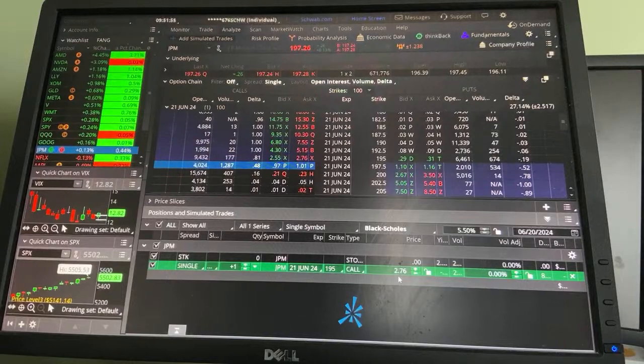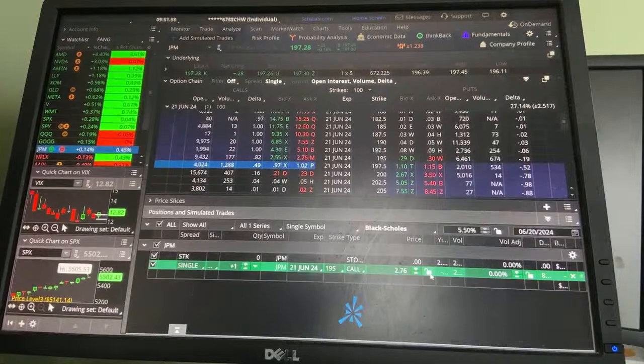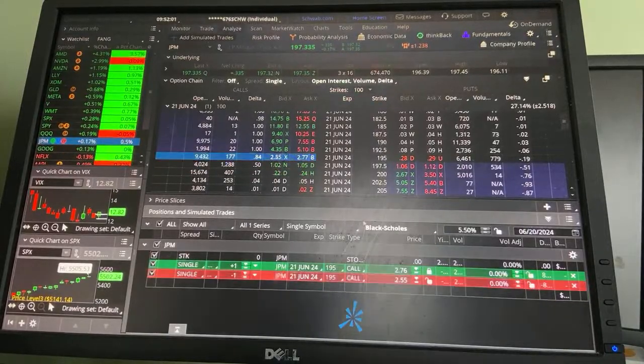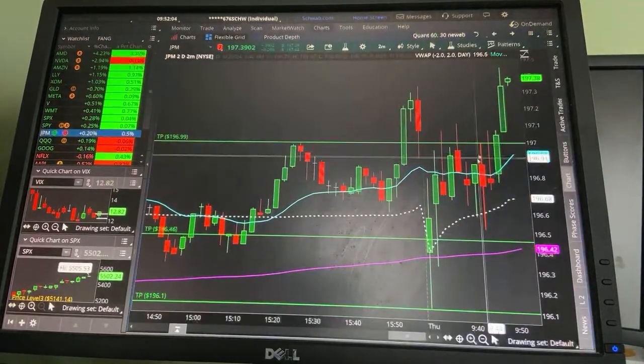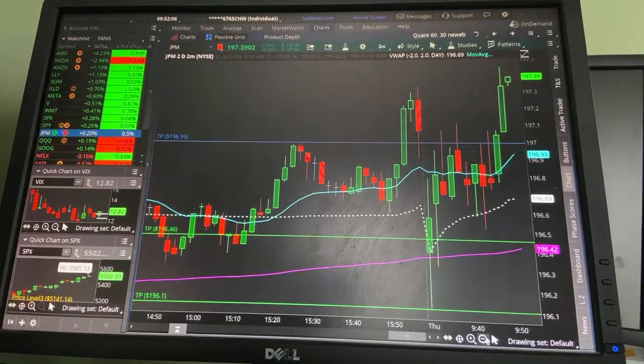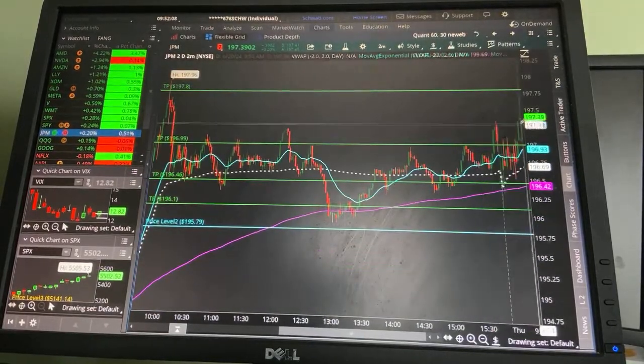I'll pick some of these up here. JP Morgan long call. We'll see. Get some continuation on these. And got filled at 276 on those. The spread is a little annoying on JP Morgan, in all fairness, okay? So that's another thing that's kind of annoying with JP Morgan. The option spread is annoying.